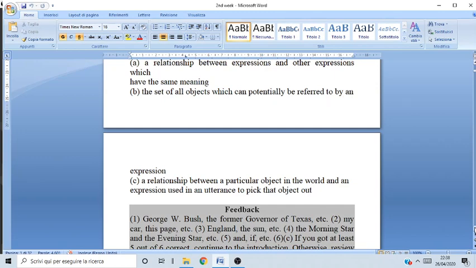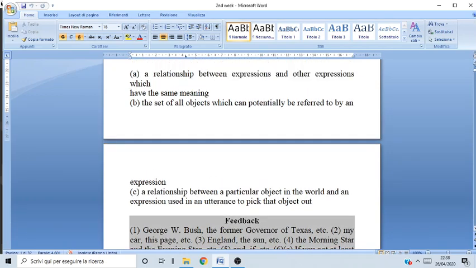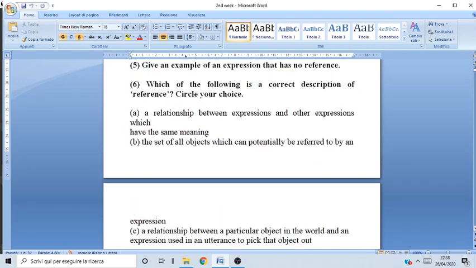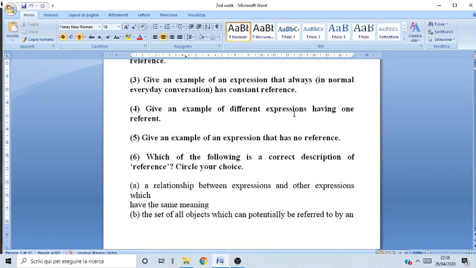Actually, no. For number 4, looking at the feedback now. Give an example of different expressions having one referent. In this case, we could say George W. Bush and the President of the United States in 2007, because they both have the same referent.